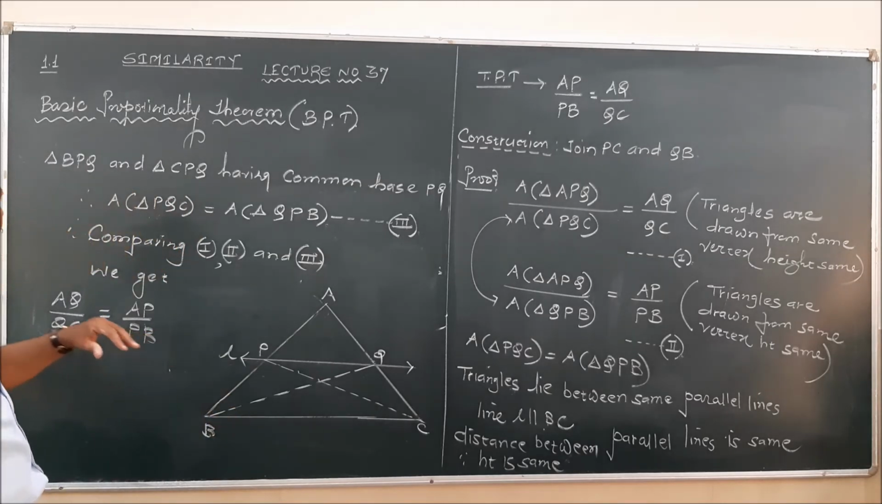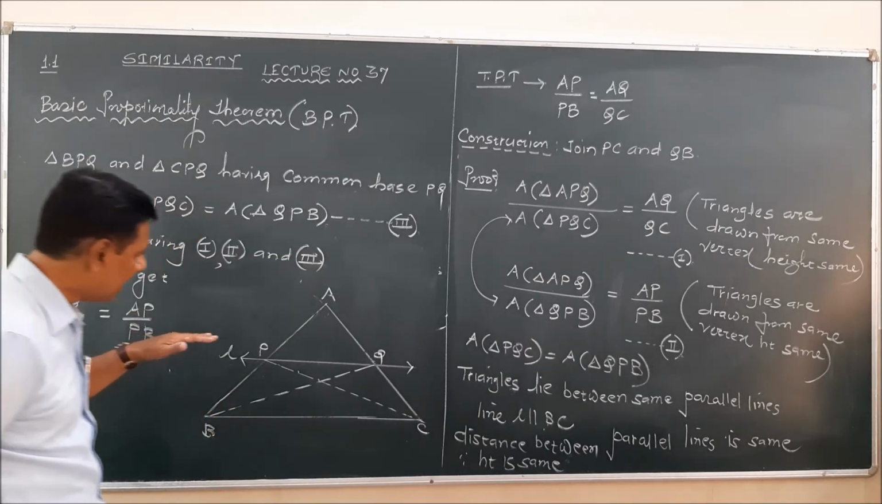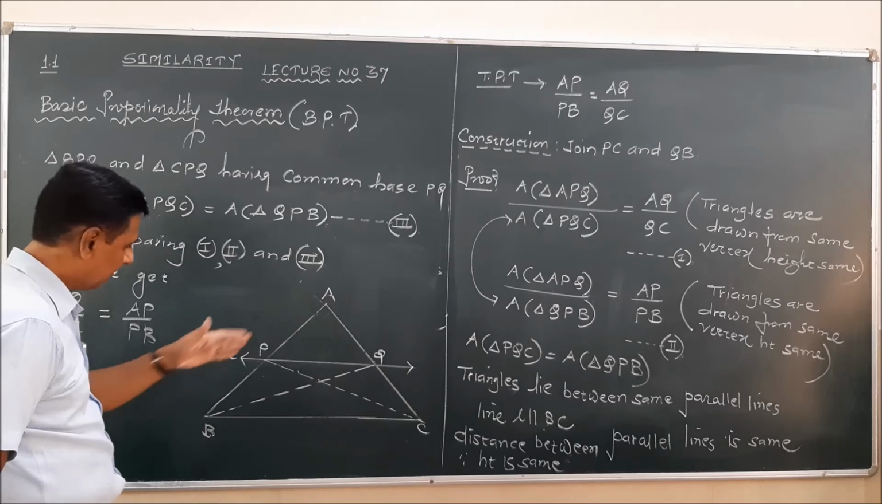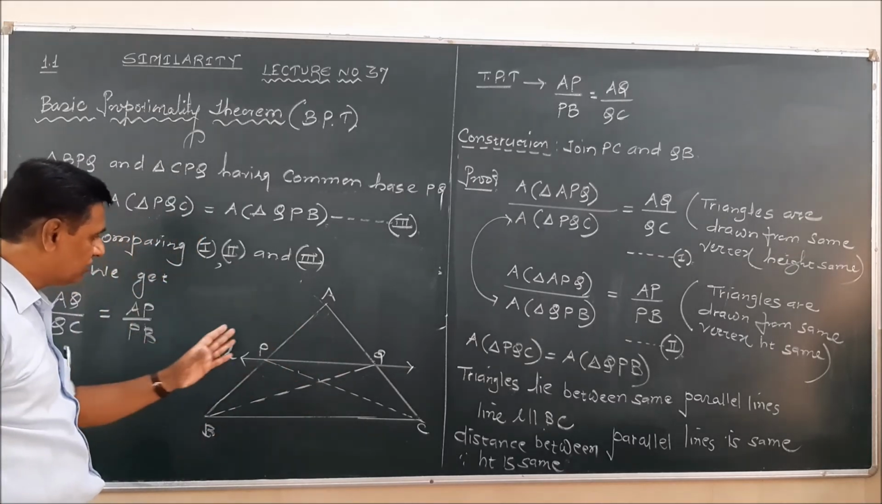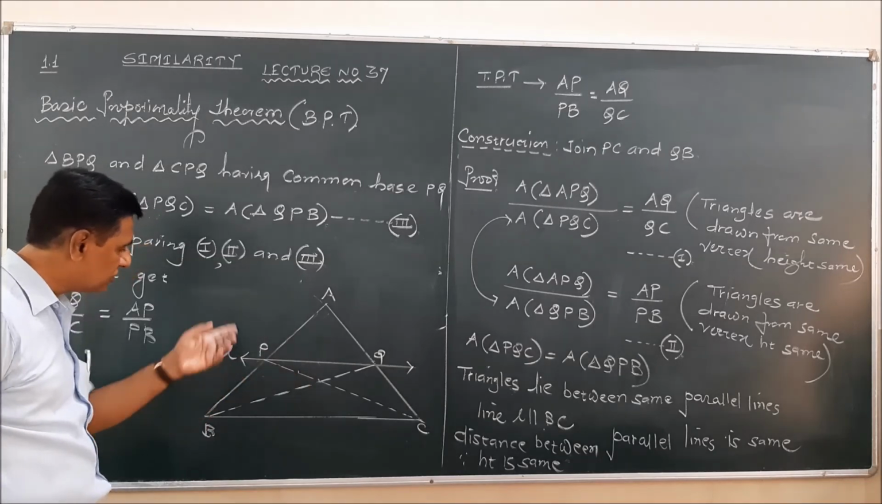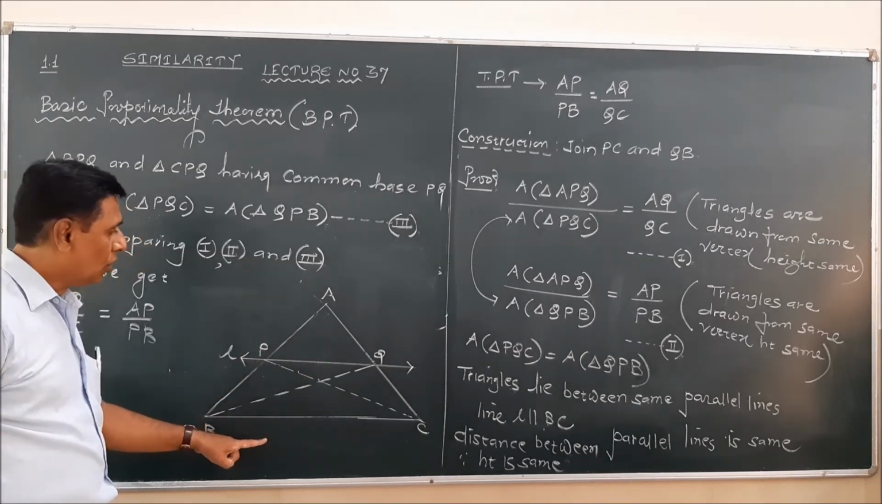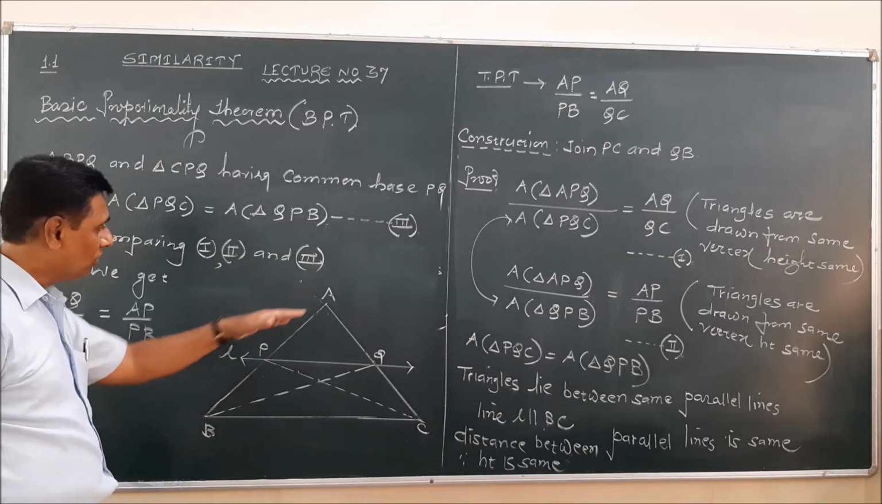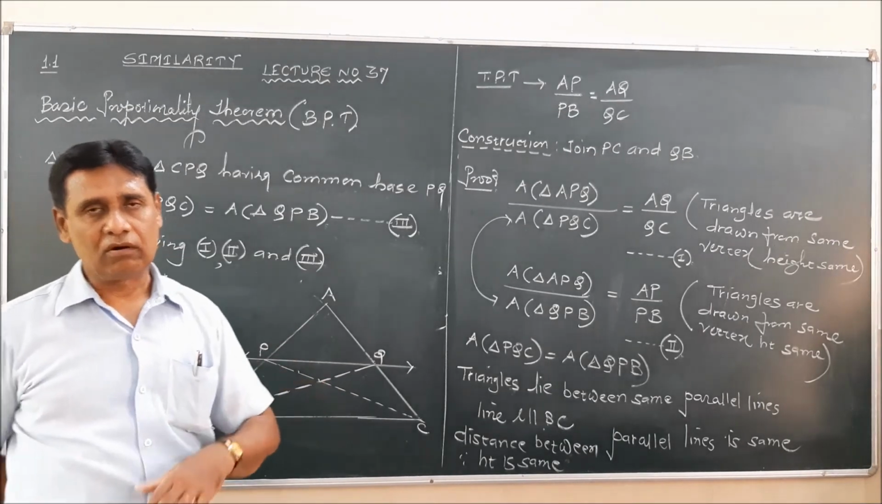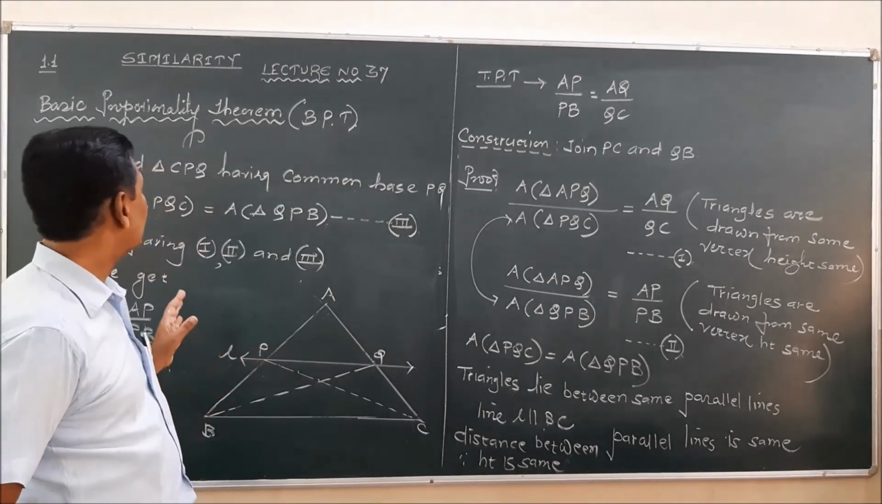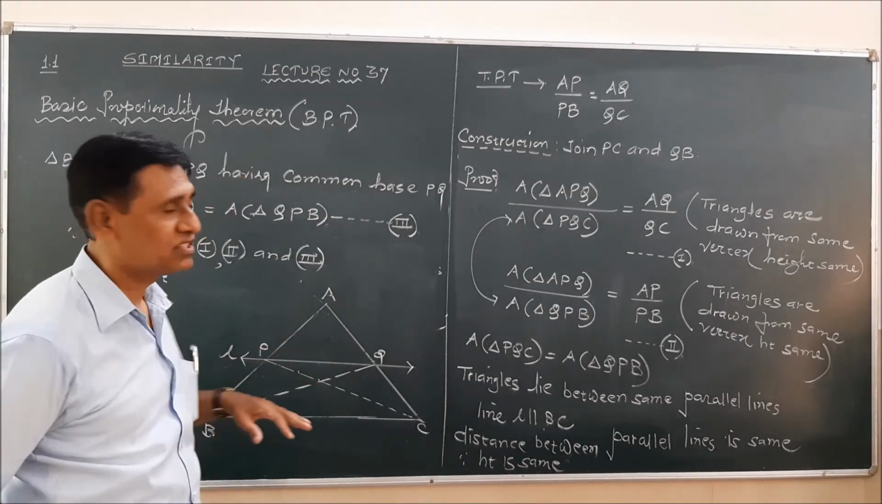But our basic theorem is what? Whenever a line is intersecting two sides of triangle in two distinct points and is parallel to the third side, then it always divides the sides of triangle in equal ratio. Okay, that's all. Here I finished lecture number 37.